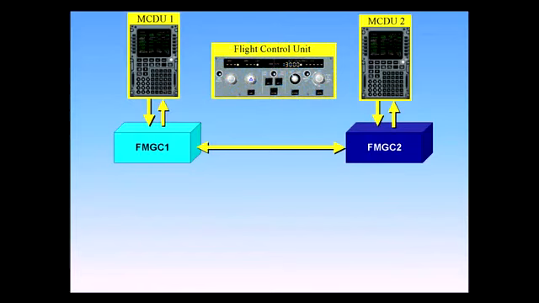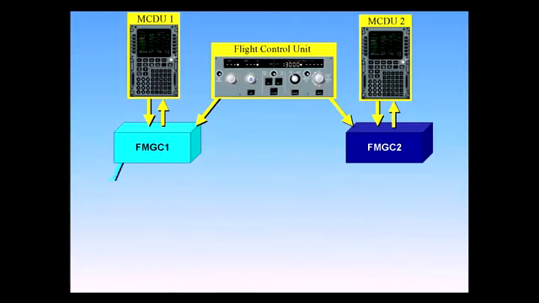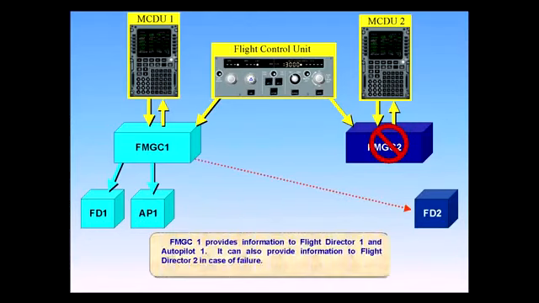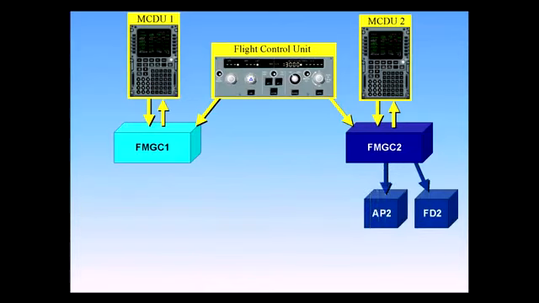The inputs from the FCU are fed to both FMGCs. FMGC-1 provides information to Flight Director 1 and Autopilot 1. It can also provide information to Flight Director 2 in case of failure. FMGC-2 sends information to Flight Director 2 and Autopilot 2. It can also send information to FMGC-1 and Flight Director 1.